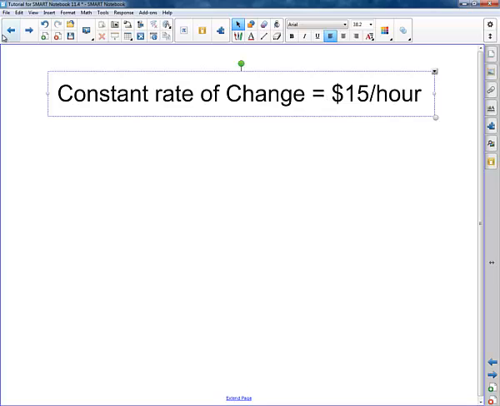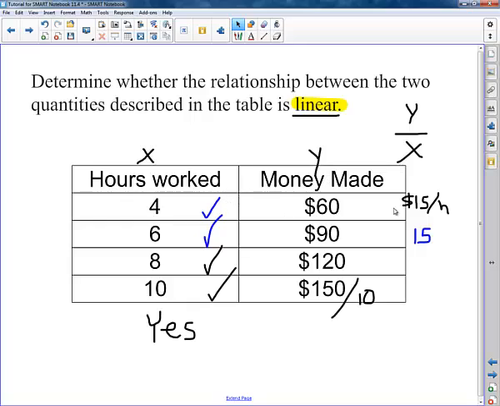Okay, whereas if I had gone through this and it was not 15 for each one of those, it wouldn't be linear, and then there also would not be a way to find a constant rate of change because there wouldn't be a relationship between them. So, not like this. This one did have a constant relationship that was $15 per hour for each and every one of these 4 sets.